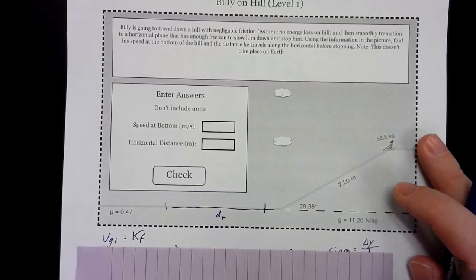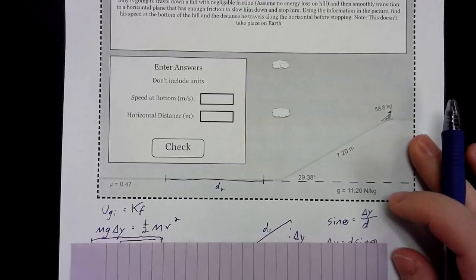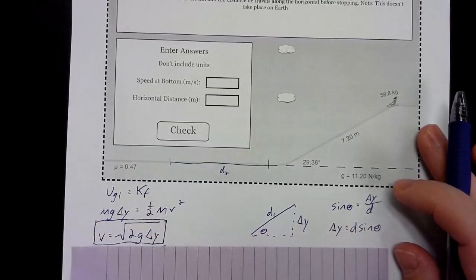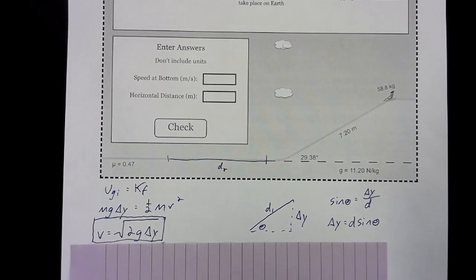So we've got some gravitational potential energy to start. That's going to equal his kinetic energy at the bottom. Then plug in and rearrange. Here we want velocity at the bottom of the hill. So notice that the mass cancels out.